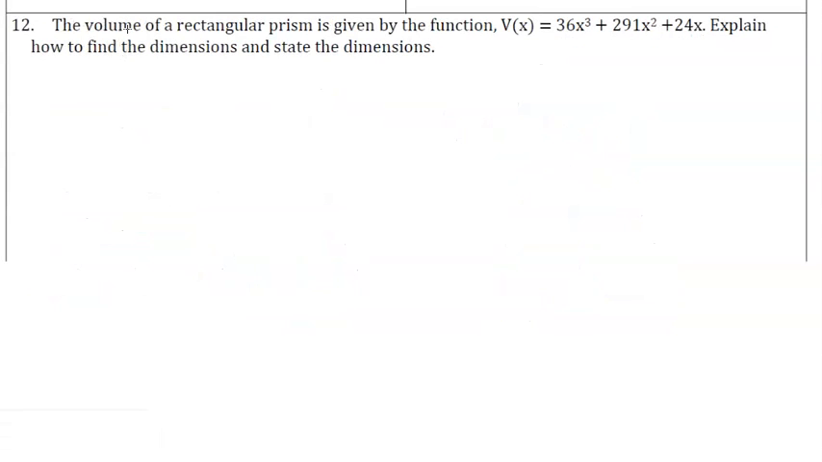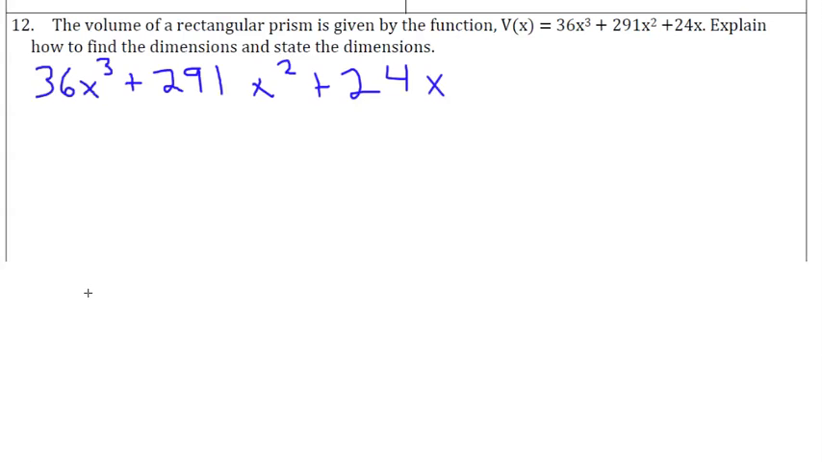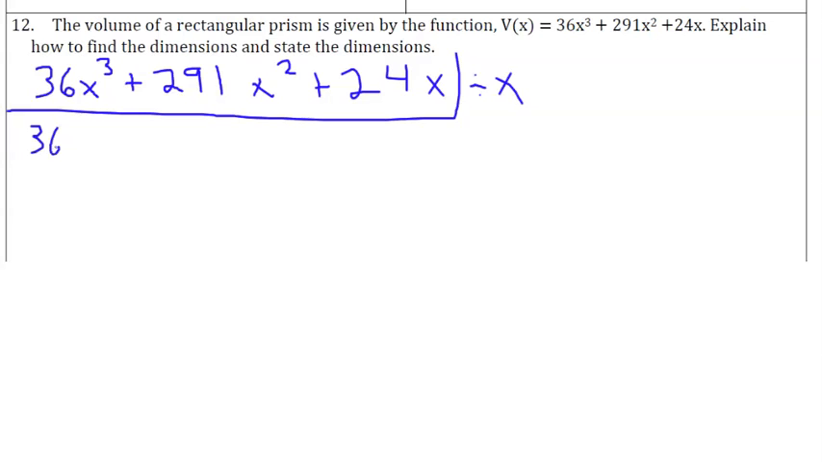Number 12. The volume of a rectangular prism is given by the function v of x equals 36x cubed plus 291x squared plus 24x. Explain how to find the dimensions and state the dimensions. So the first thing you want to do is find the greatest common factor. They all share an x, so we could divide out x. The smallest x has an exponent of 1. So we have 36x squared plus 291x plus 24.